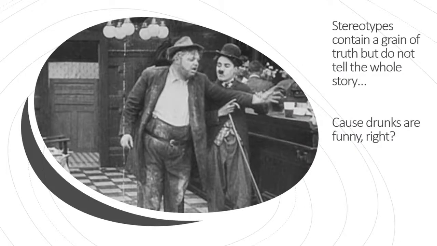Stereotypes, and we've got plenty of them with alcoholics out there, contain a grain of truth, but they don't tell the whole story. If you're thinking about an alcoholic as being the guy who's living on the streets and sleeping in doorways, and wiping your car window off with a squeegee to try to get some shekels to buy some booze with, that is an alcoholic, but it is not the alcoholic.